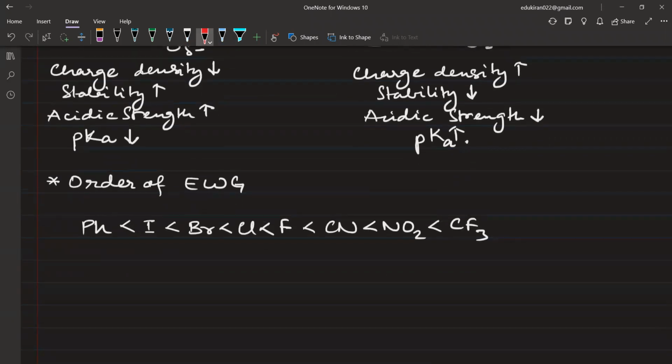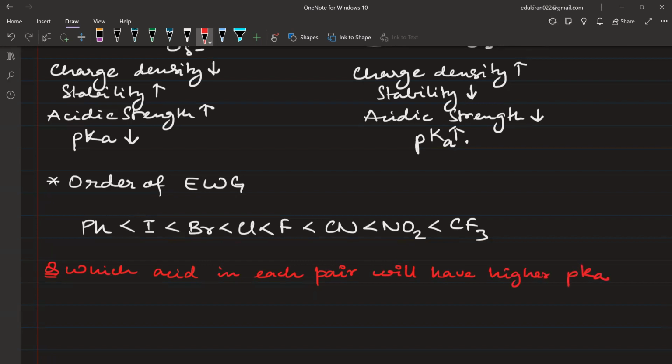Right, a question. Which acid in each pair will have higher pKa?